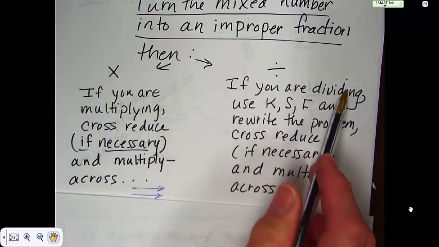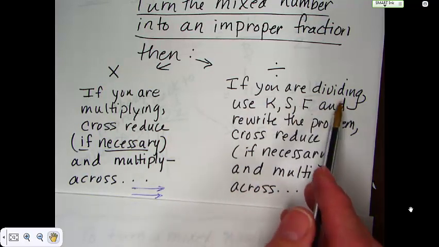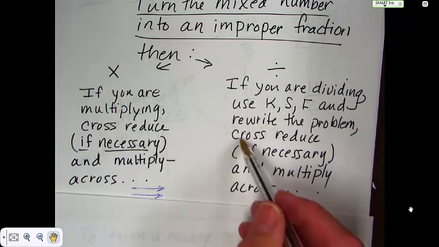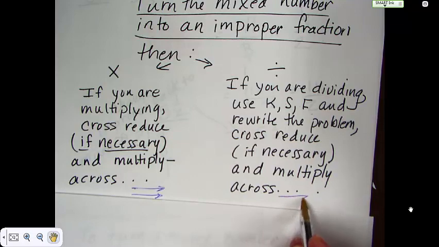If you're dividing, you're going to use keep, switch, flip, which we learned on the last lesson, and rewrite the problem, then cross-reduce if necessary, and again multiply across, straight across.